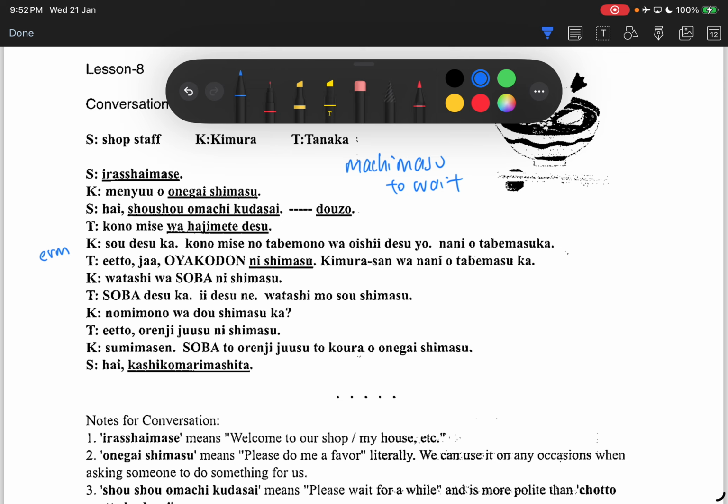I think we haven't had Ian, right? And Jin Kun. Okay, then maybe we have Shri, Jin Kun, and Ian. Shri can be the shop staff. Then Jin Kun can be Kimura-san. Then Tanaka-san will be Ian.